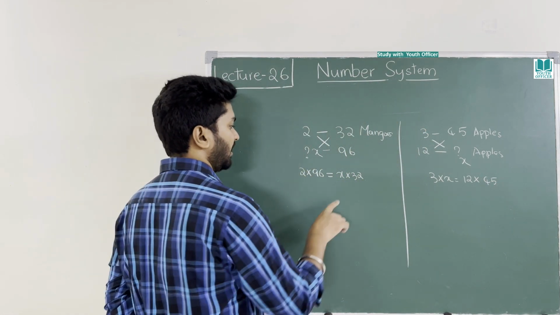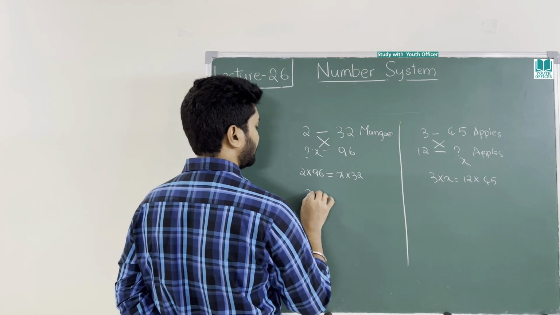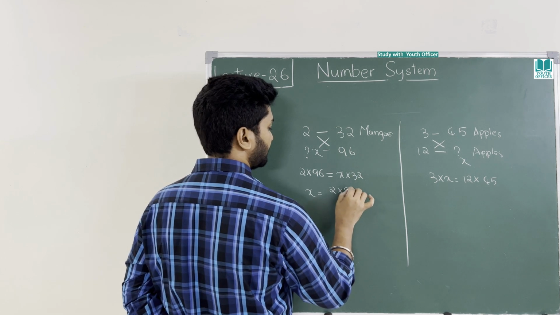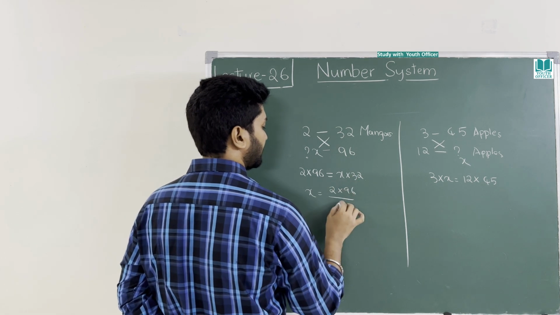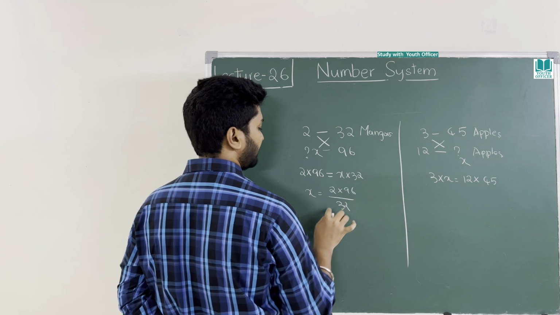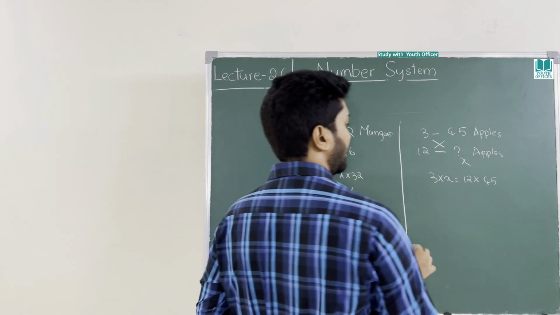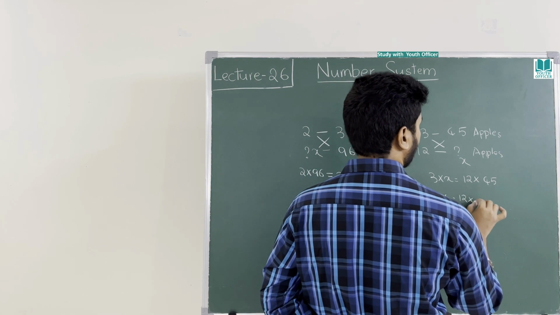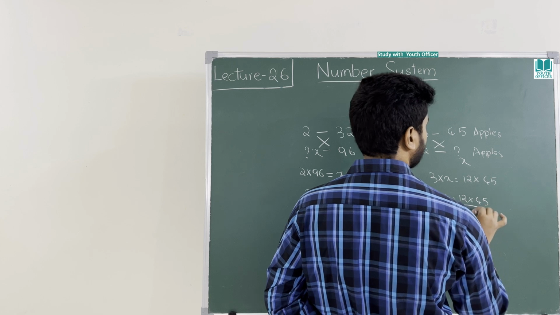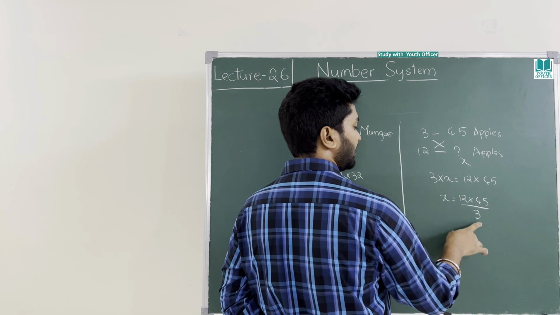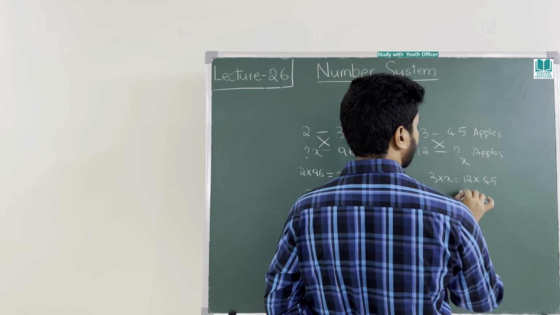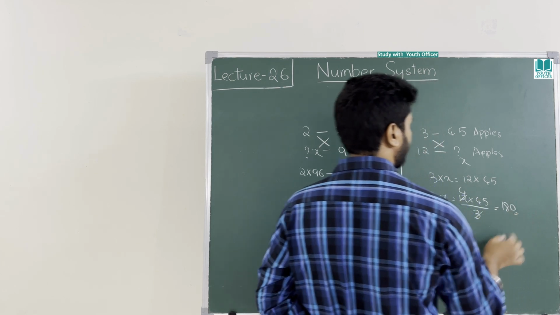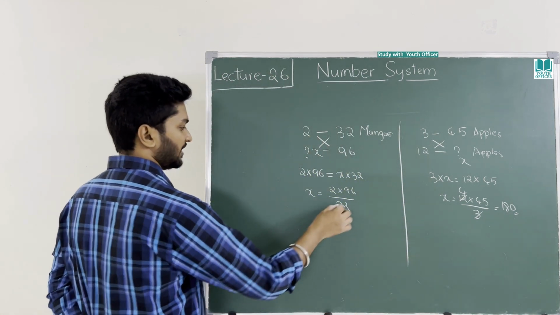So far so good. Now it is multiplying, so I will put x here only. 32 I will put here, like 2 into 96 I will put here. 32 will become a denominator. It's multiplying here, so it will divide this side. Here 3 is multiplying, x I will put here, 12 into 45 divided by 3. Here it is multiplying, here it will divide. Now 3 will cancel 4 times. 4 into 45, 180. Now 32 will cancel 3 times.